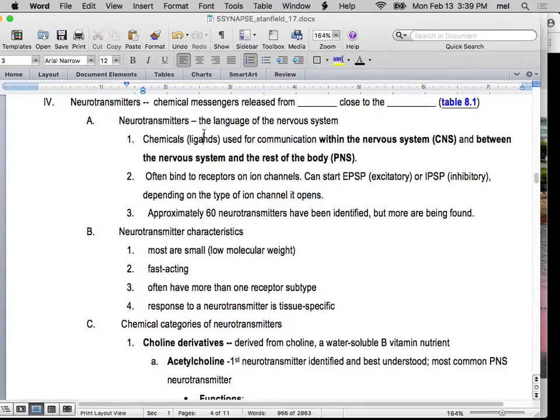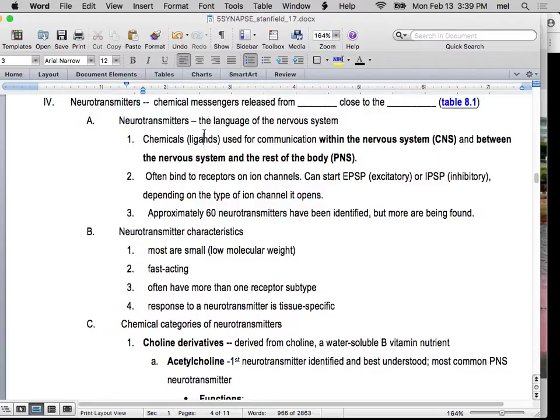Chemical neurotransmitters are chemical messengers that are released from where? Close to where? You tell me. Neurotransmitters released from what? Close to what? Neuron, axon, yeah. Neuron close to where? Receptors, exactly. That's what makes it a neurotransmitter. So these are the communication mechanism in the nervous system.